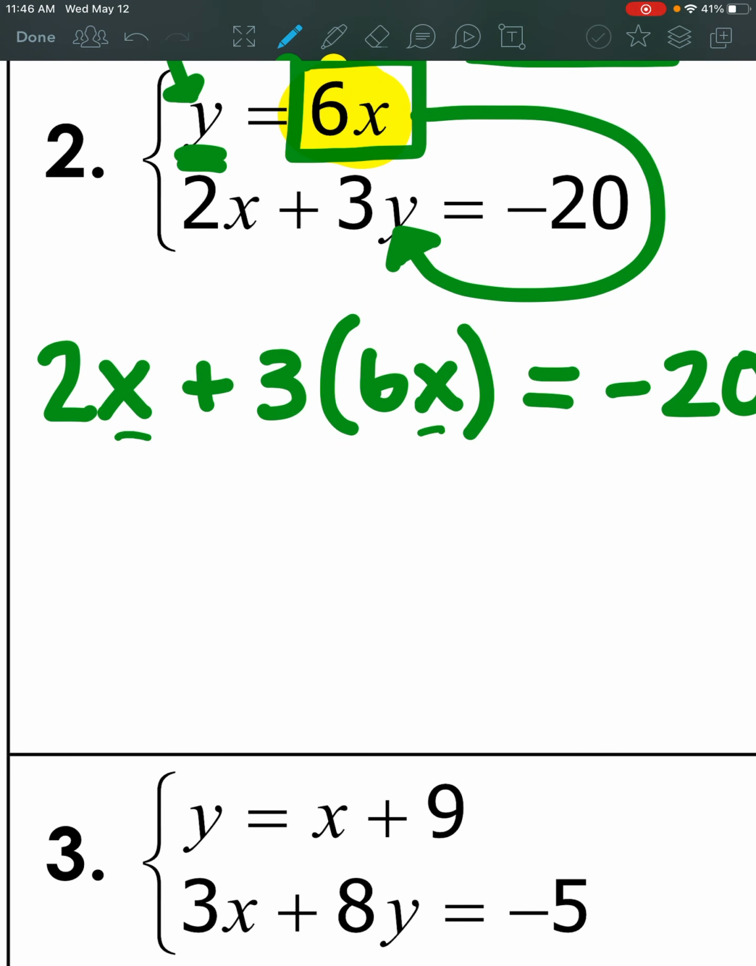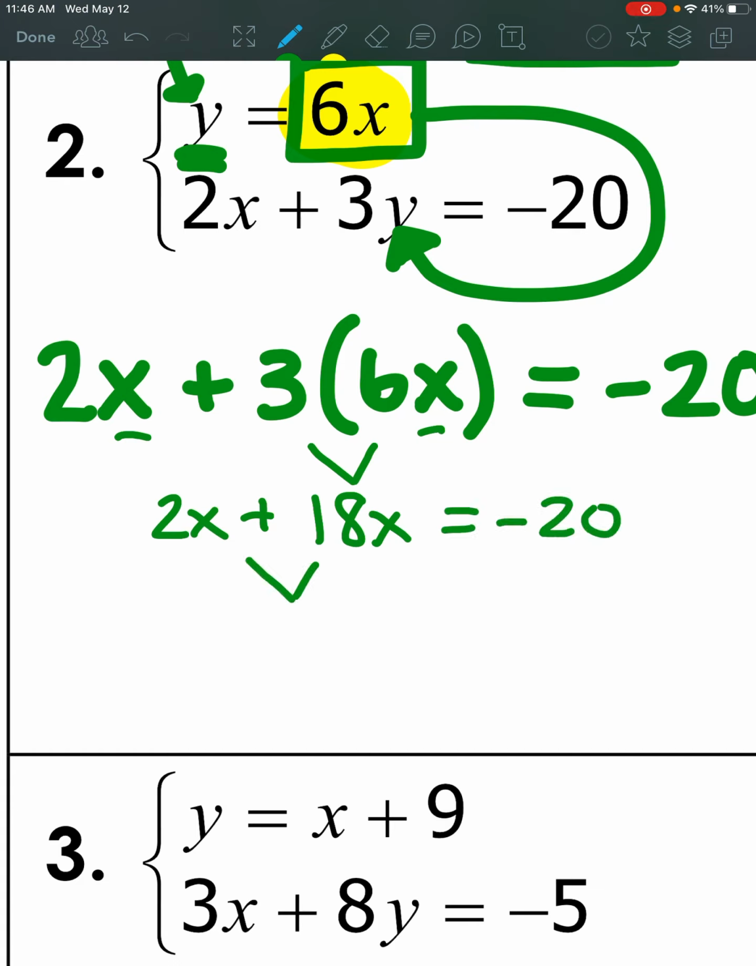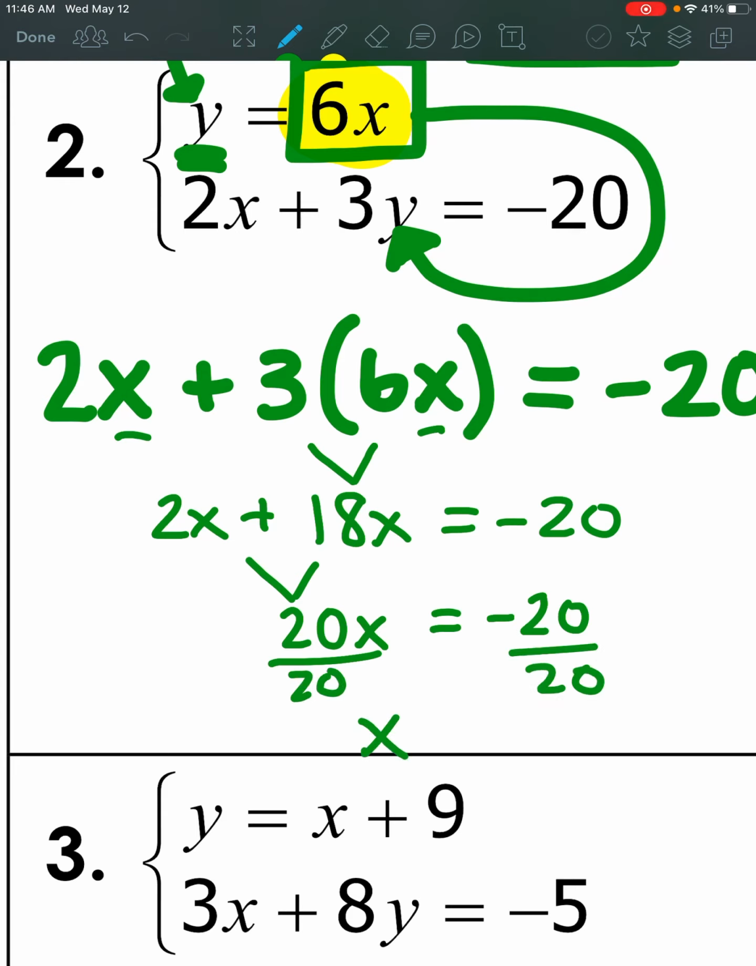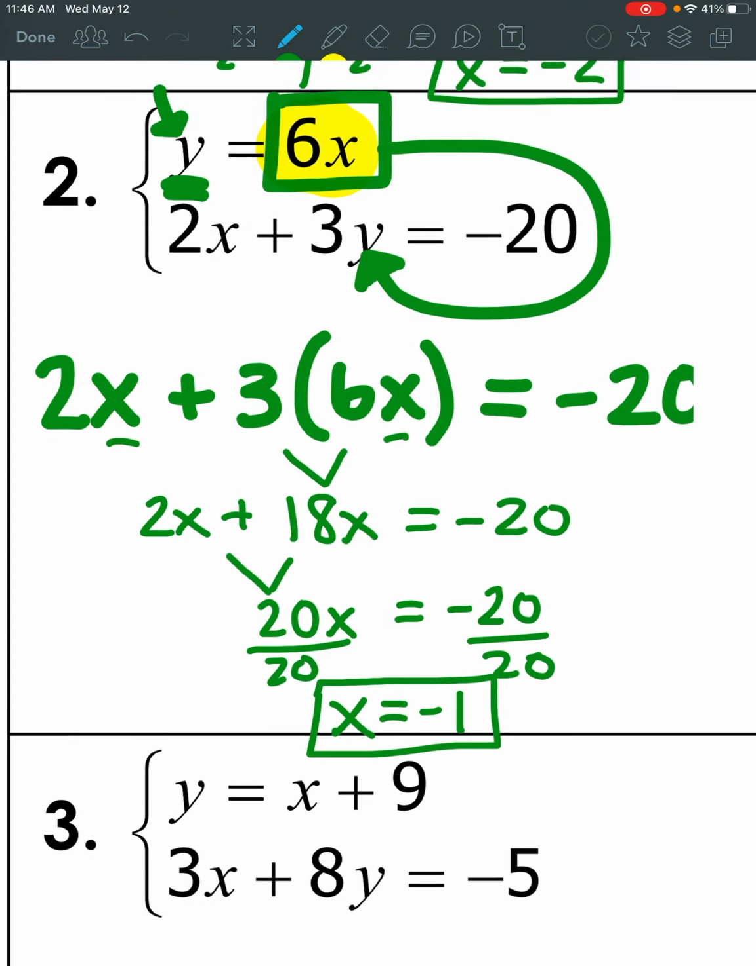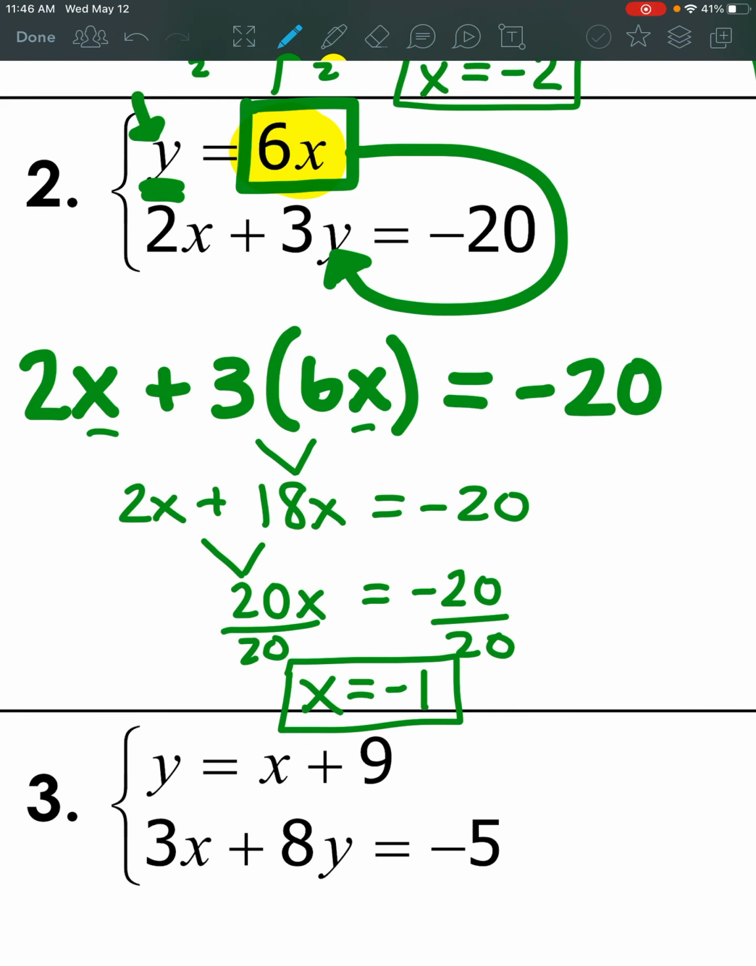We have two x's, but same variable, so we can combine them. Now first, we do need to multiply the 3 times 6x, so we get 18x. So we have 2x plus 18x equals negative 20. Since they're both the variable x, we can combine those to 20x. So 20x equals negative 20. Divide by 20 to get x by itself, and x equals negative 1. So there we just solved for one of the two variables.